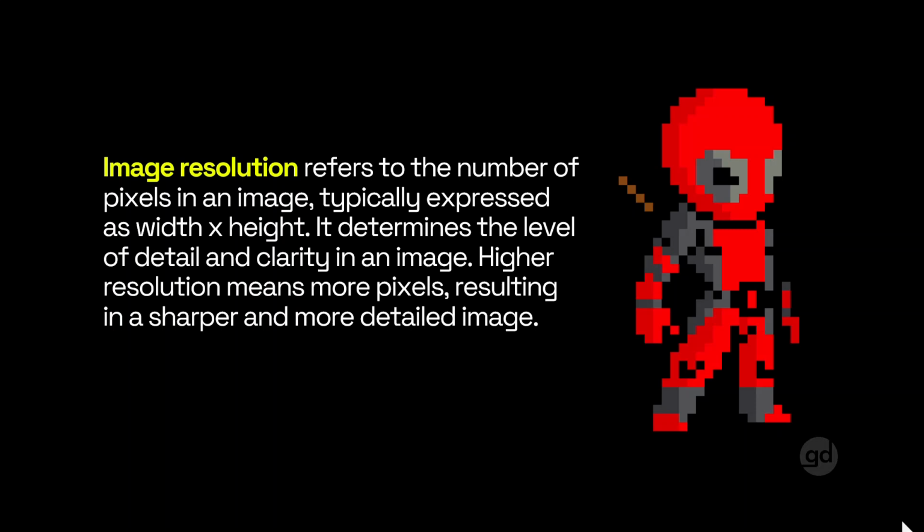It determines the level of detail and clarity of an image. The more pixels an image has, the more clarity it will have. Higher resolution means more pixels and lower resolution means fewer pixels. This can result in a sharper or more detailed image. So when you want the image to be really sharp, use an image with higher resolution because it has more pixels in it.